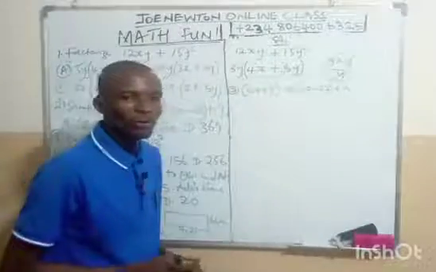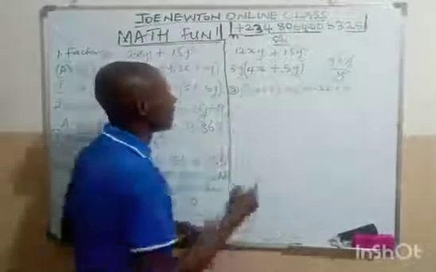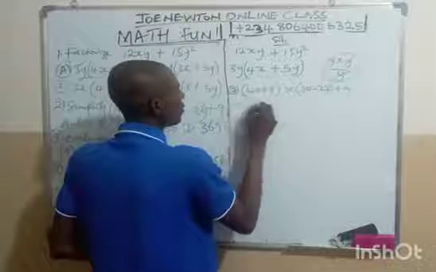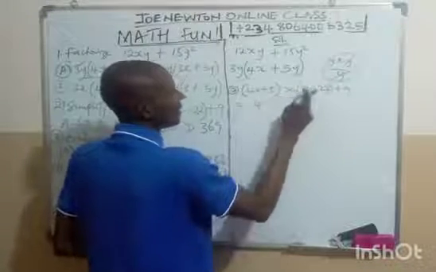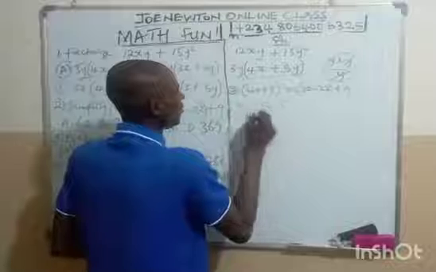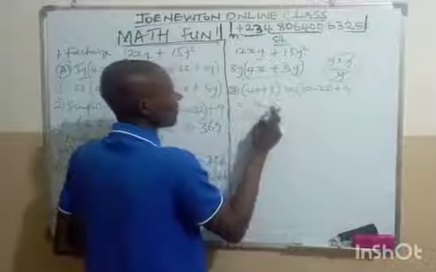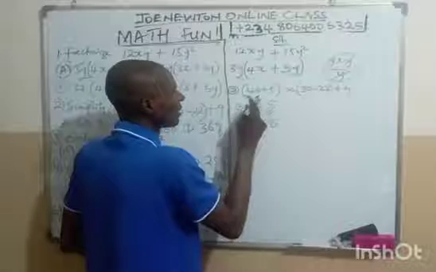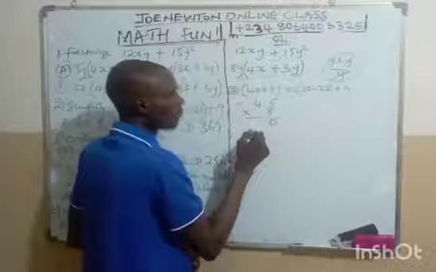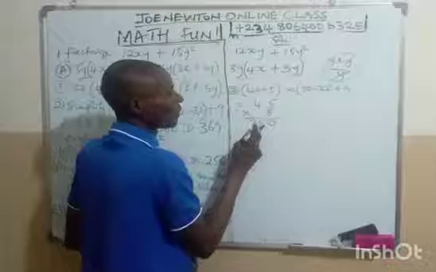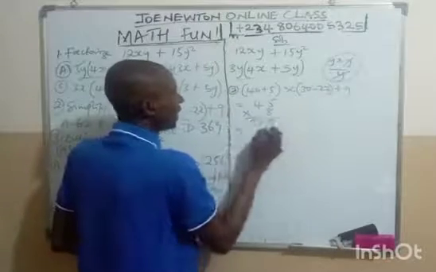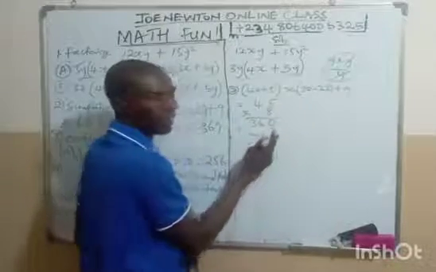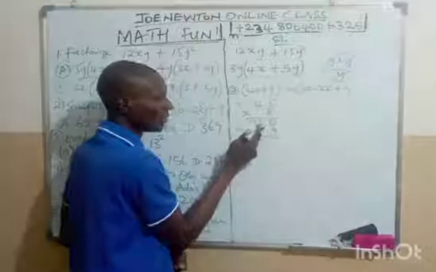Very simple. By BODMAS, we evaluate the brackets. 40 plus 5 gives us 45. And 30 minus 22 gives us 8. So 45 times 8. 8 times 5 is 40. We write 0, carry 4. 8 times 4 is 32 plus 4. That's 36. So we have 360 plus the 9 here.